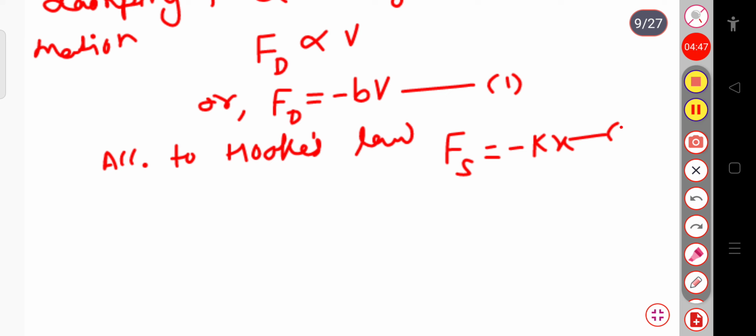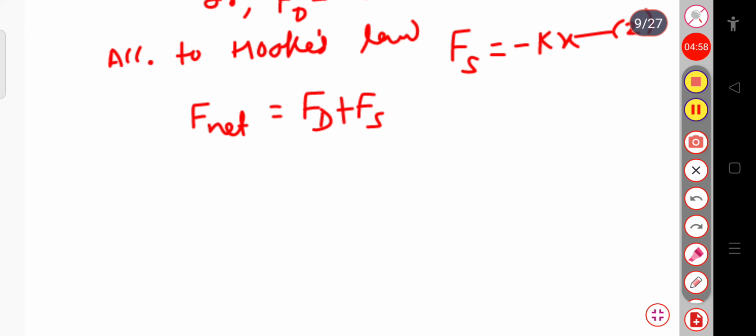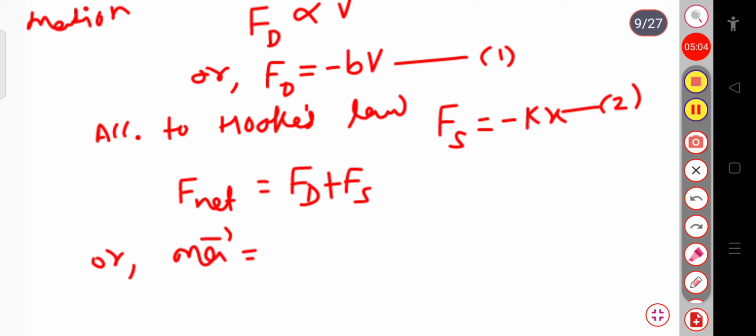And if I add these two, that is equation 1 and 2, the net force will be equal to Fd plus Fs, and the net force is mass into acceleration. So we can write mass into acceleration will be equal to Fd, which is minus b into v, and Fs is minus kx. So this is our final expression.